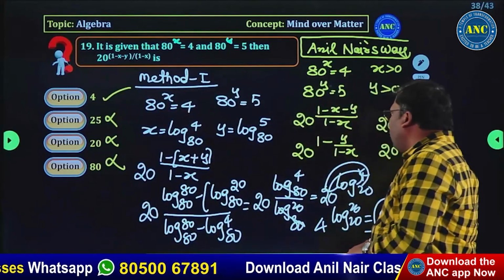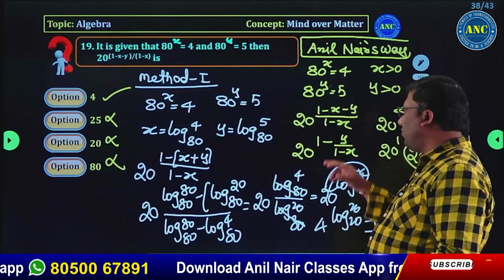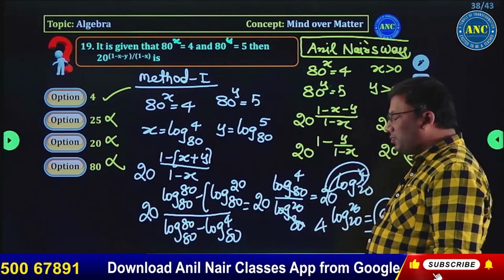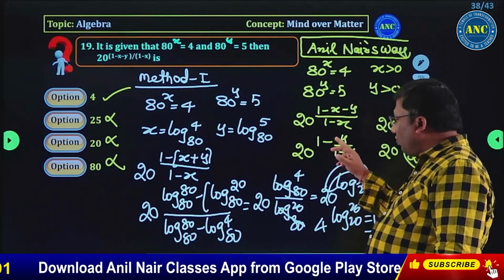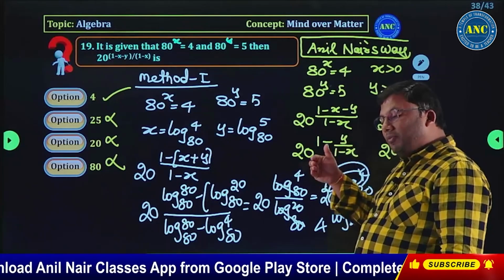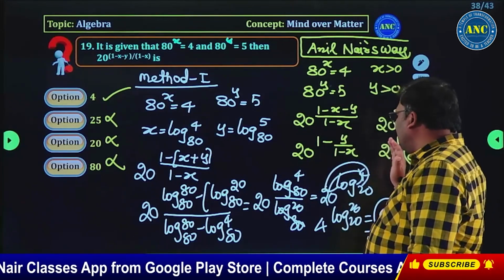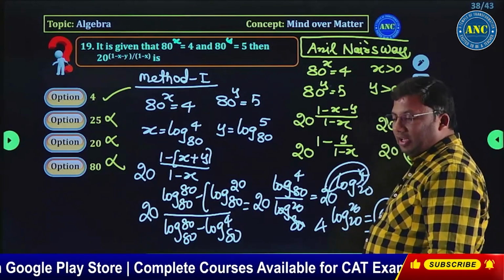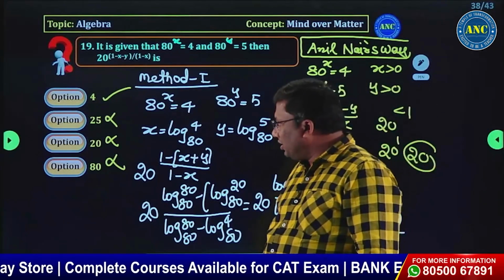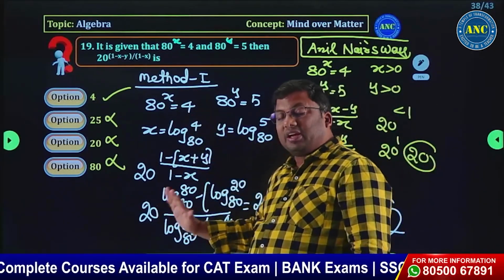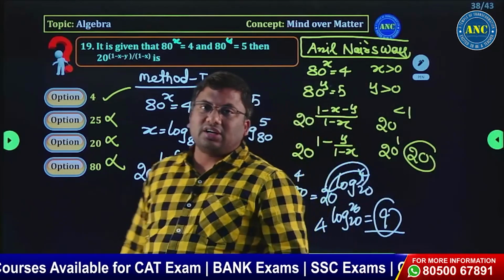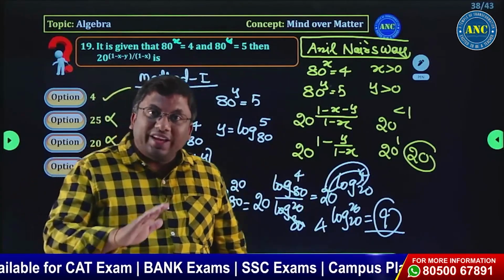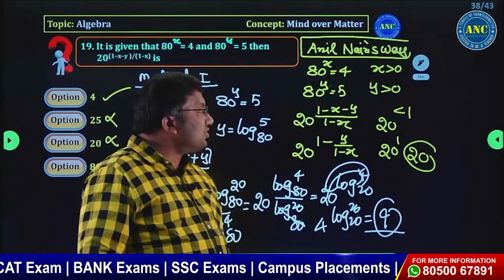20 power of (1 minus x minus y) by (1 minus x). The 1 minus x by 1 minus x cancels, leaving 1 minus something. 1 minus something means the answer is less than 20 power 1, and 20 power 1 is 20. The answer should be less than 20. All these logarithmic expansions are not at all required. I hope the idea is very clear.